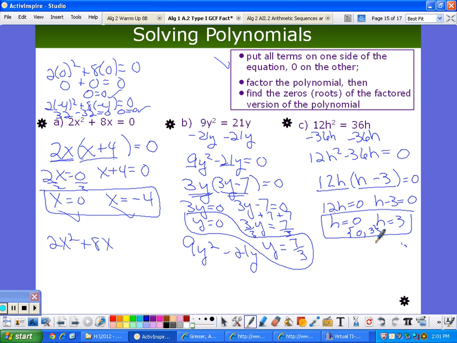This one? Oh, this one here? When I solved 12h equals 0, I divided both sides by 12. Right, so I get h over here. What's 0 divided by 12? 0. No, we just divided it. And again, zero product property. 12 times something is 0. Any other questions? These are good questions.